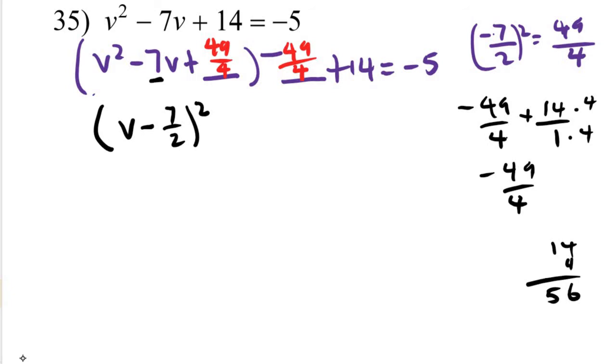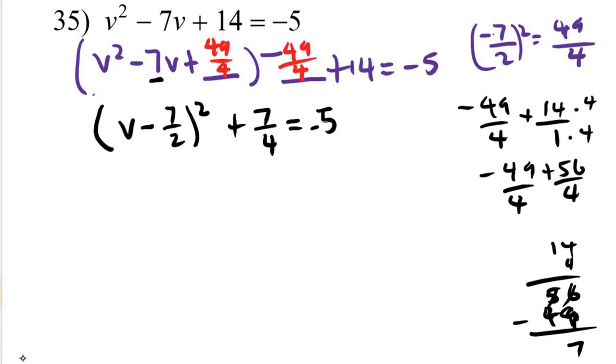So that will be plus 56 over 4. Now, if you subtract that 49 from there, you will get 56 minus 49, which is 7. So this all will be 7 over 4. So plus 7 over 4 equals negative 5. And now we can actually move it to the other side. v minus 7 over 2 squared equals negative 5 minus 7 over 4.